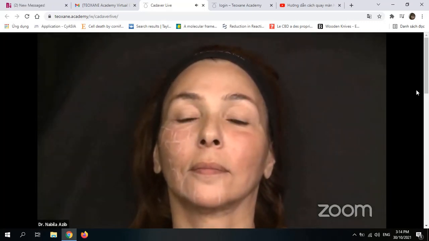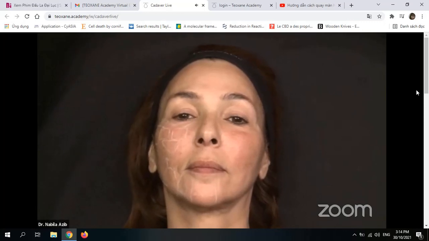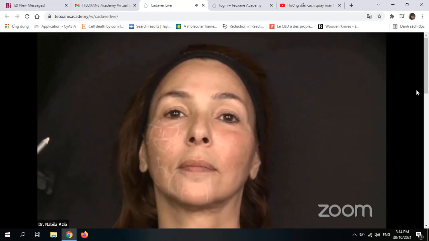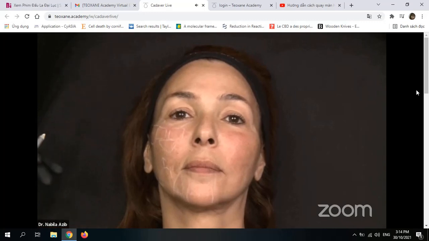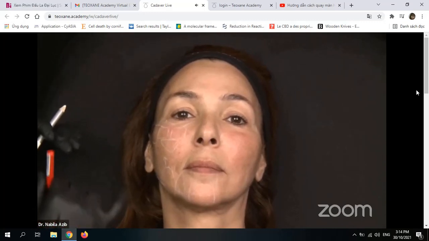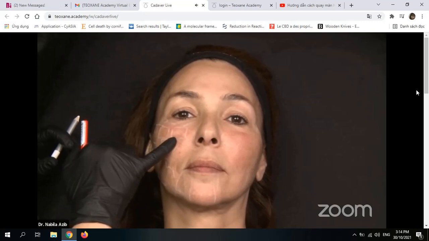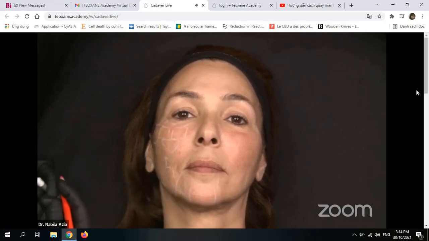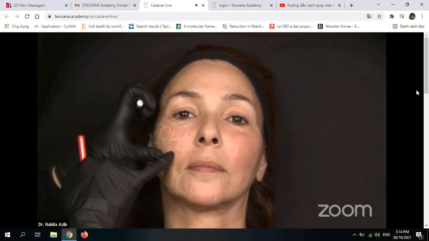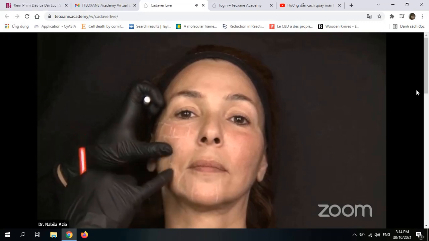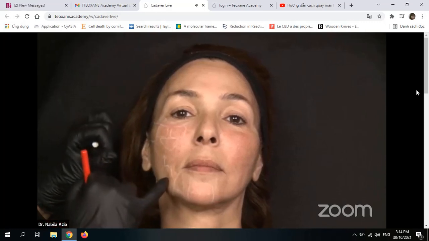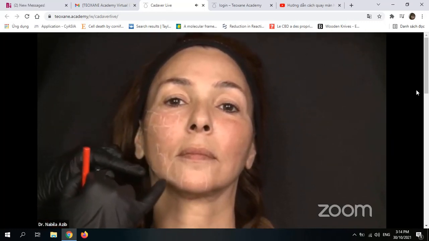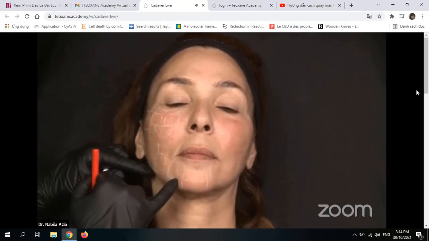Nabila, we have some questions. Yeah? Do you think that the sequence of injections is important to get a nice result? Where should we start and where should be the end? In my opinion, the mid-face is always the starting point for me, because as I told you, by giving the support in the mid-face, it can lift the jaw on the lower face, and sometimes we need to use less product than if we started by the lower face.